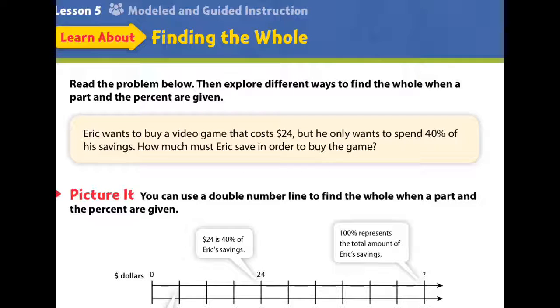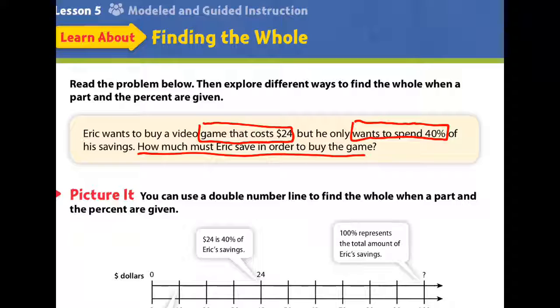So let's think about this. He wants to buy a game that costs $24. So the game costs $24. But he only wants to spend 40% of his savings. So think of it here. That $24 is the 40% of his savings he wants to spend. The 24 is the part. We have to find the whole. How much Eric must save in order to buy the game. So what's the total amount of money he must save to buy that game?